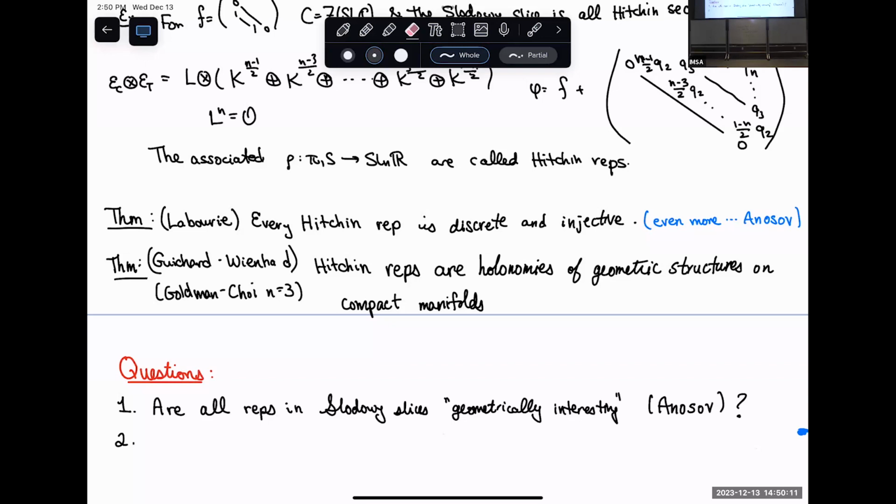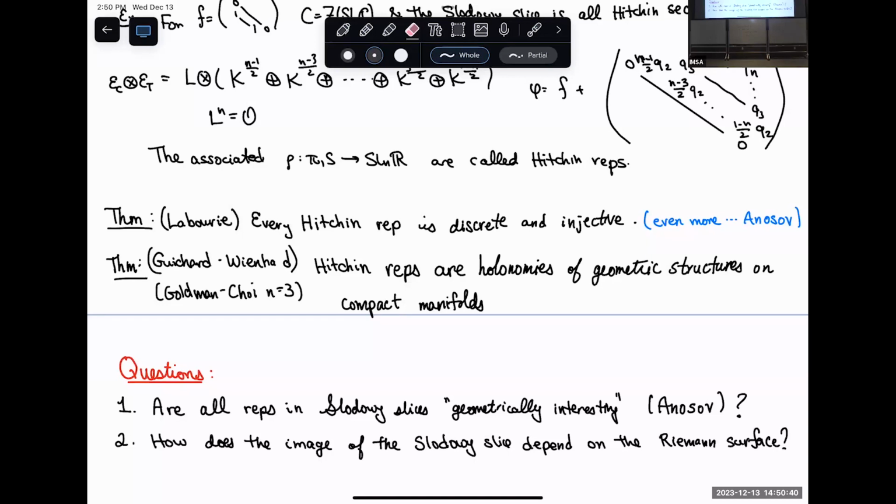Another important question, which is very different from the principal case, is this: the principal case is wonderful because it describes a whole component in the character variety for a real group. In particular, the image you get does not depend on the Riemann surface you're working on. If I chose a different Riemann surface and looked at the image under non-abelian Hodge, I'm just reparameterizing the Hitchin component in the character variety. But that's completely unclear now for these general ones. So my question is, how does the image of the Slodowy slice depend on the Riemann surface you chose? The dream answers are yes to the first one, and it doesn't for the second.